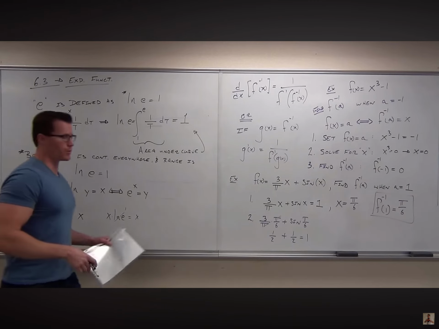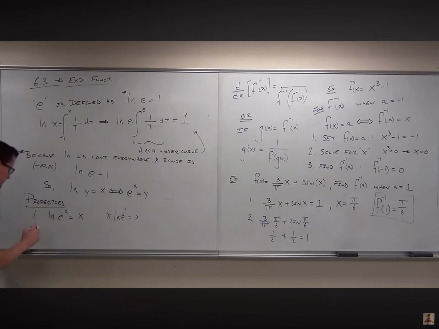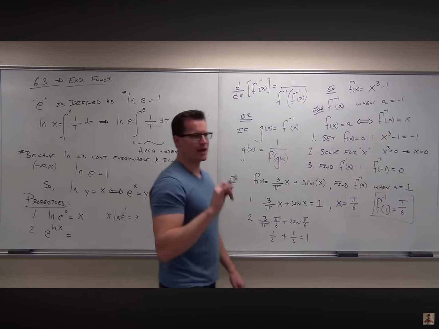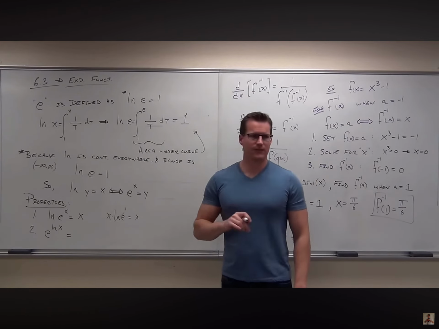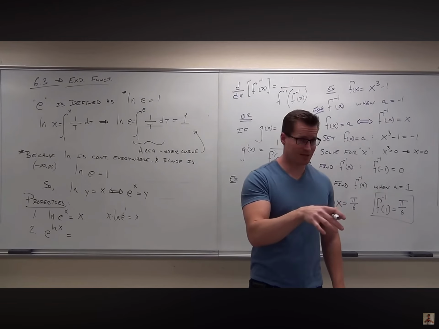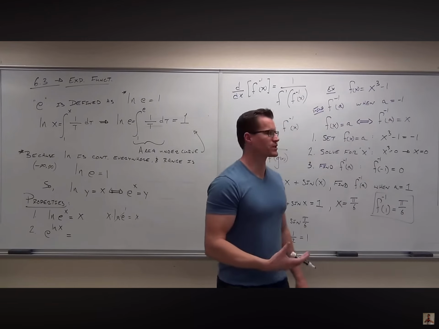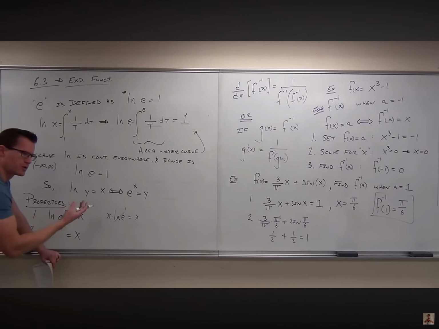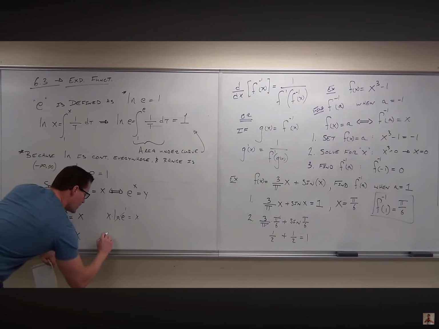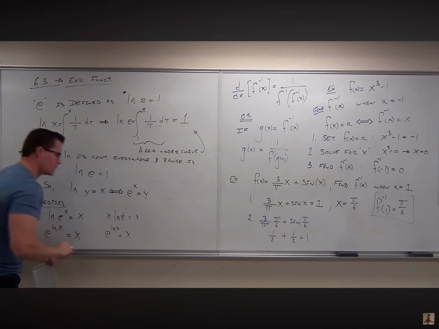Number 2, the other one. If we have e to the ln x, do you know how much that's equal to? It's equal to x. It's also equal to x for a very similar reason. So this also equals x. I can actually prove it to you if you really want me to. Here's the proof. If you have e to the ln x equals x, check it out.